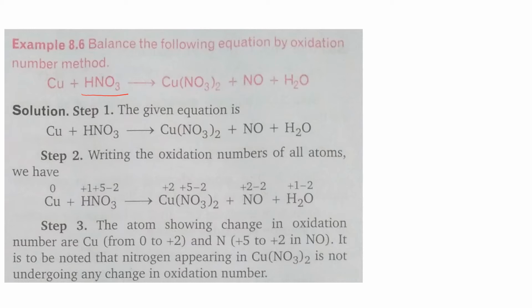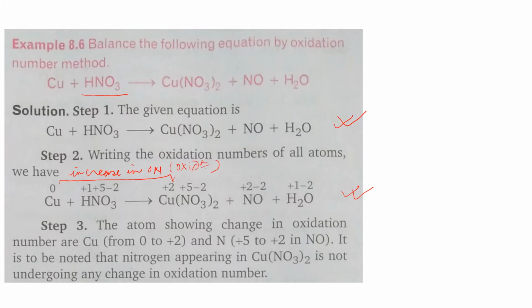Now the first step, you know that you have to copy the equation. Copy it. Now you have to write all the oxidation numbers of all the atoms. Step 3. The atom showing change in oxidation number, that you have to find out. So you can see here copper is changing from 0 to plus 2. So 0 to plus 2, that means increase in oxidation number. So this is your oxidation.